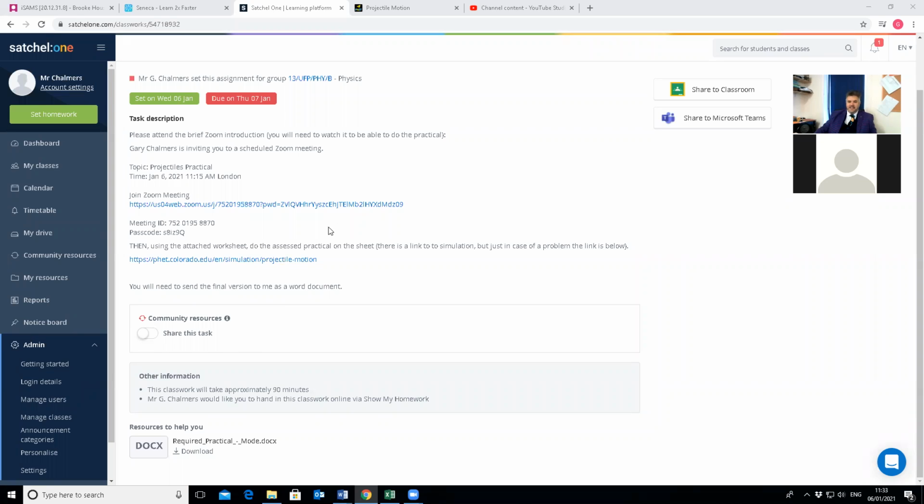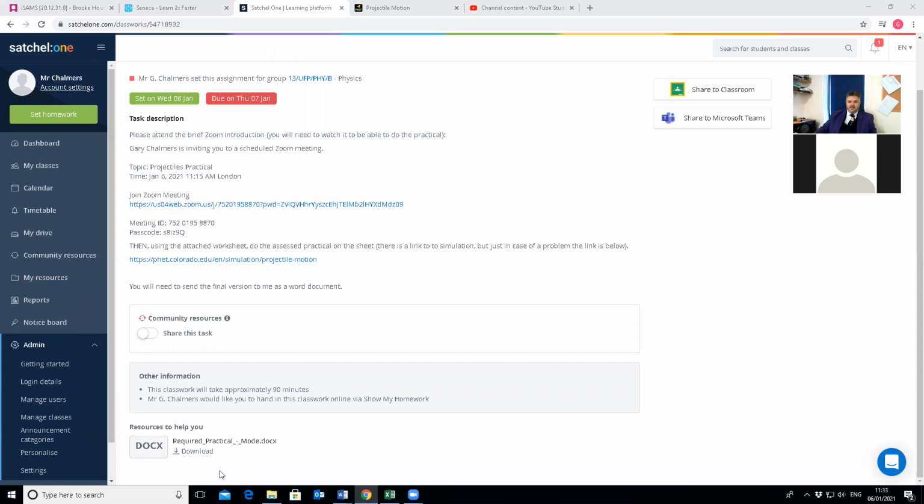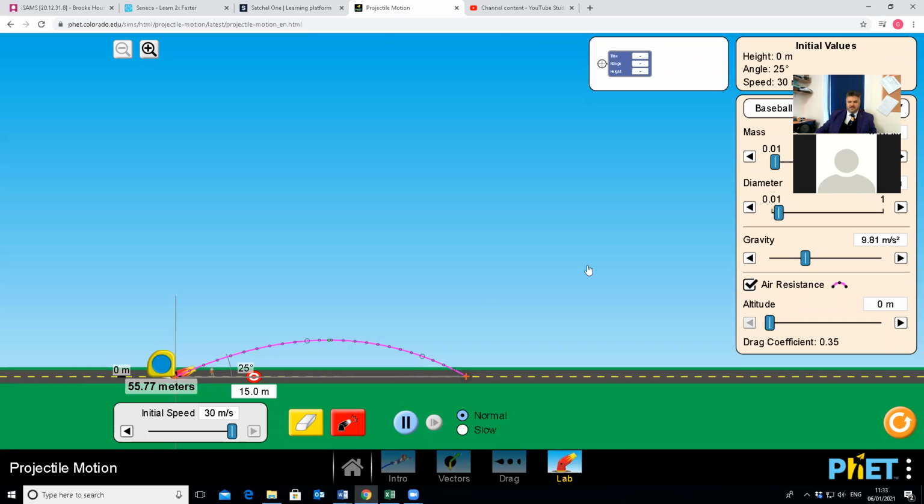Okay, so the 2 things you need from your task on Show My Homework are the practical description of the required practical on the download, and this link which will take you to your simulation. And remember, on the simulation, you get into your home screen there, you're looking at the lab, you're changing your launch angle, keeping the initial speed high at 30 meters per second, and you're measuring your range using the tape measure, which starts off up in this box. Okay, any questions?